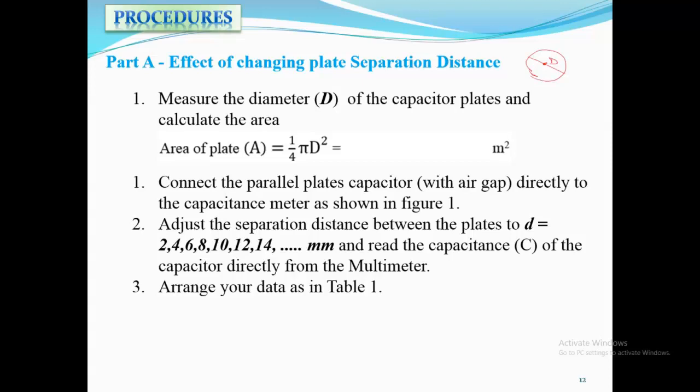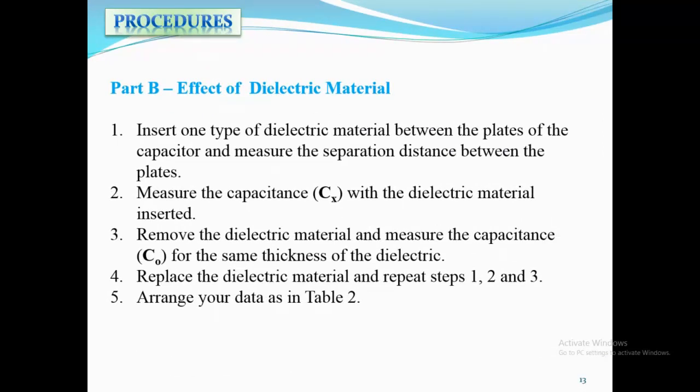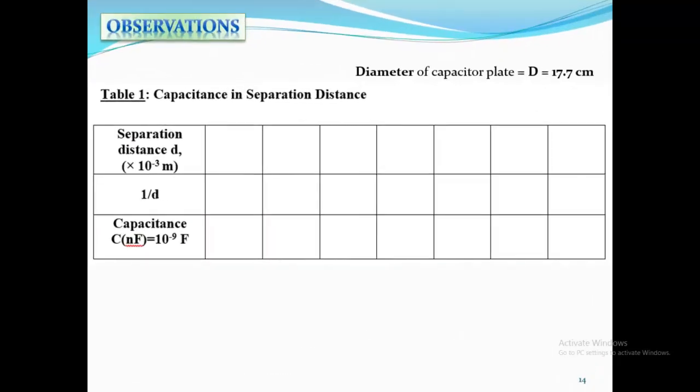So this is part A of the experiment, and you have table 1 for that. You have to change the distance 2, 4, 6, 8, 10 millimeter every time. You can have 5, 10, 15, 20 if you are comfortable with it, and read the capacitance for each changing distance. And table 1 you have to complete. Similarly for table 2, I will show you how.